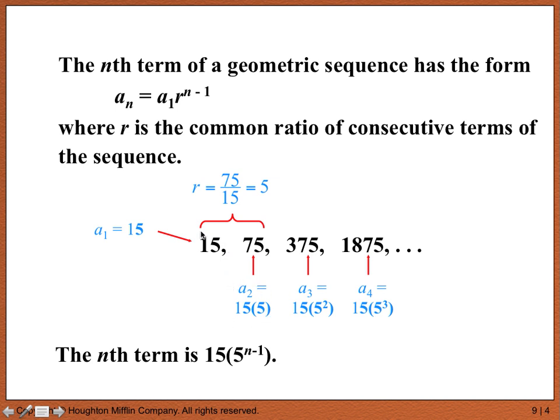So for n equals 1, the first term, 1 minus 1 is 0, 5 to the 0 is 1, 15 times 1 is 15. For n equals 2, 2 minus 1 is 1, 5 to the 1 power is 5, 5 times 15 is 75. For n equals 3, plugging in 3 for n here, 3 minus 1 is 2. So 5 squared is 25, and 15 times 25 is 375, and so on.